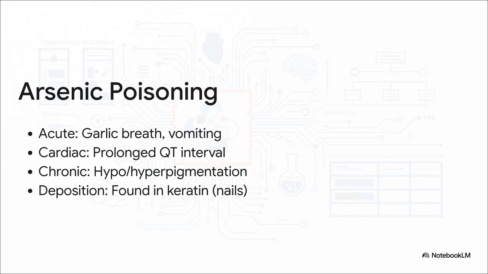Lead directly inhibits ferrochalatase and ALA dehydratase. In these patients, you're going to see microcytic anemia, combined with basophilic stippling, those distinctive lead lines on the gingiva and epiphyses, and peripheral neuropathies that classically present as a wrist or foot drop.